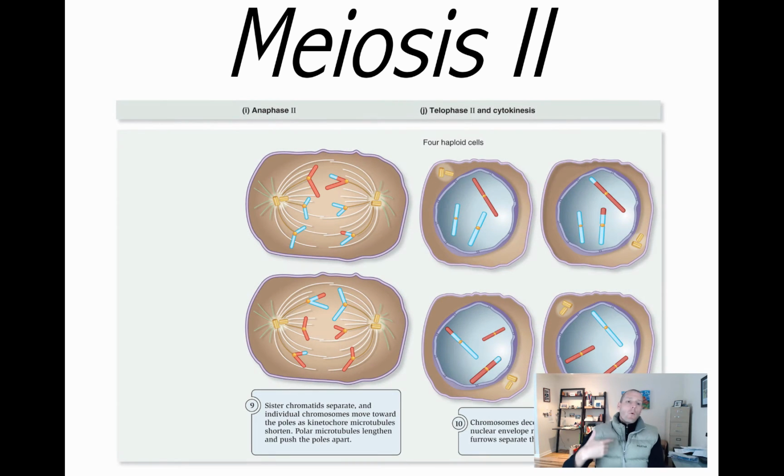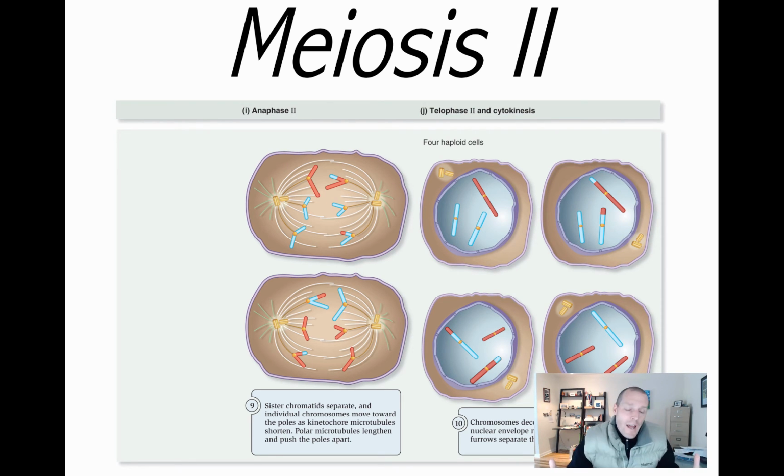Now the spindle is going to pull the two chromatids apart. So the two sisters are going to separate. So here's the key difference between meiosis 1 and meiosis 2. Meiosis 1 separates the homologs, and meiosis 2 separates the sister chromatids. So this process is more like mitosis than it is meiosis 1, really. So meiosis 2 is more like mitosis, and meiosis 1 is a little bit different. So think about the similarities between meiosis 2 and mitosis.